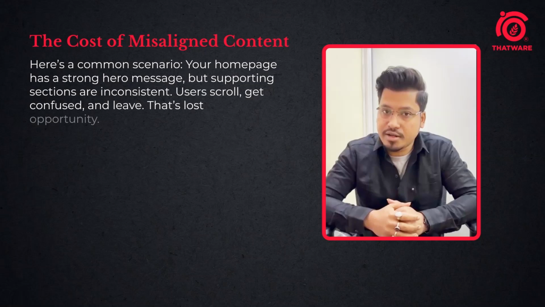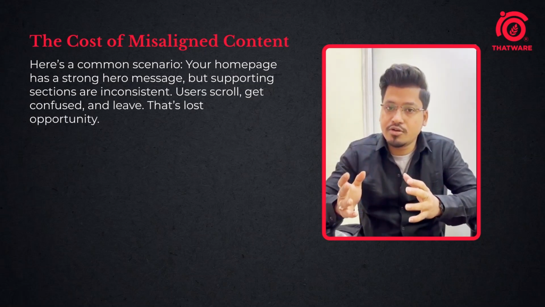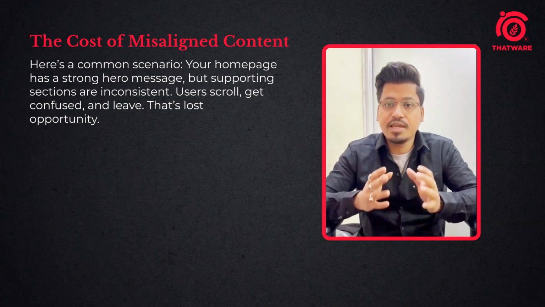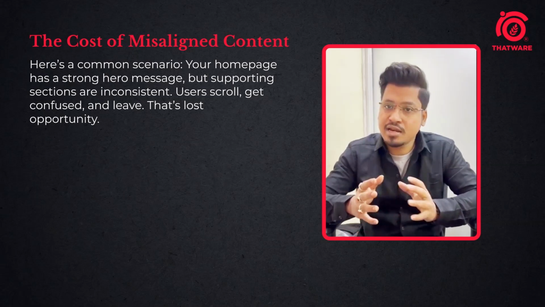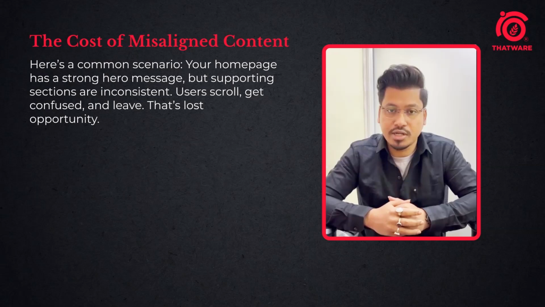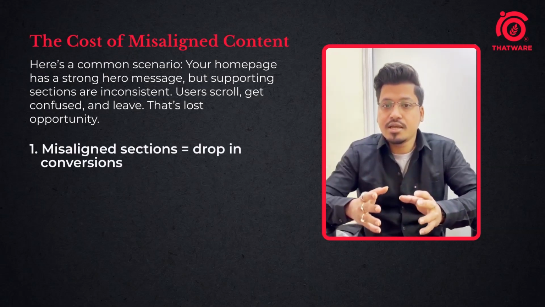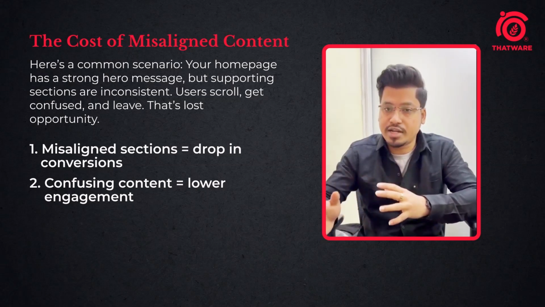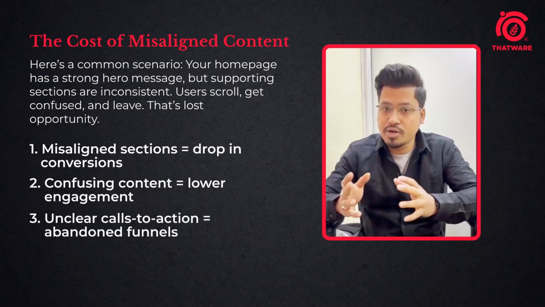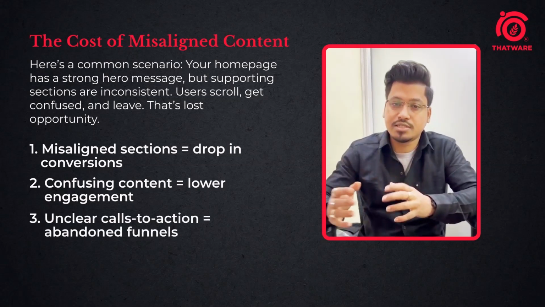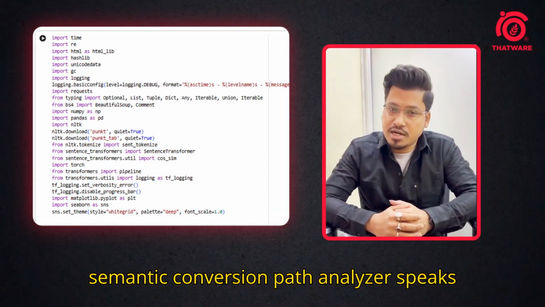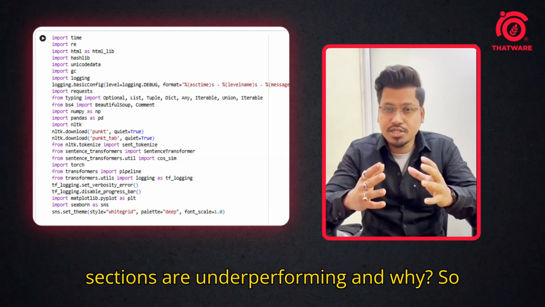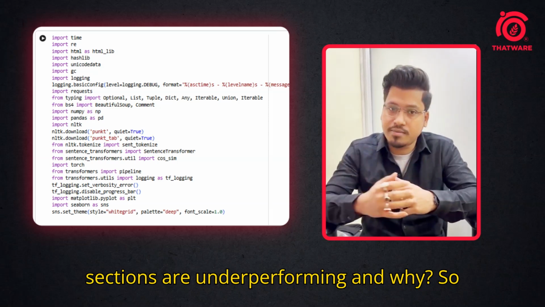So now, the cost of misaligned content. Here is a common scenario. Your homepage has a strong hero message, but the supporting sections are inconsistent. Users get confused and leave. That's lost opportunity. Misaligned sections equal dropping conversions. Confusing content equals lower engagement. And unclear calls to action equal abandoned funnels. A semantic conversion path analyzer spots the gaps and explains exactly which sections are underperforming and why.